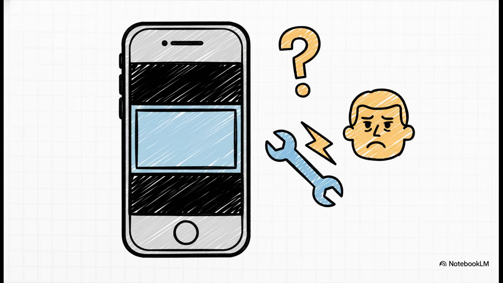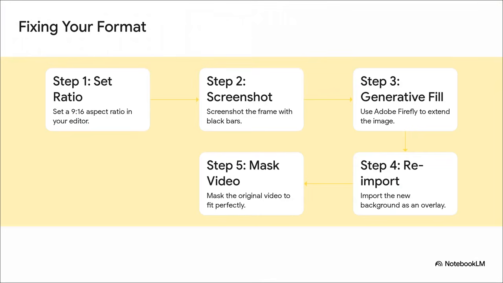Okay, before we finish up, I've got one more bonus pro tip for you. This one solves a really common problem, a real headache. What do you do when you have a perfect animated clip, but it's landscape and you need it to be portrait for short? Whatever you do, don't just crop it and lose half your beautiful image. There's a much smarter way.